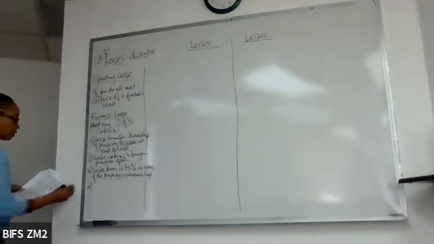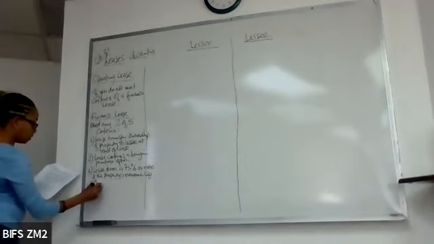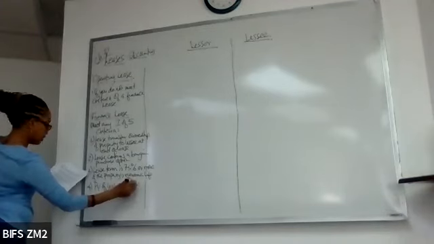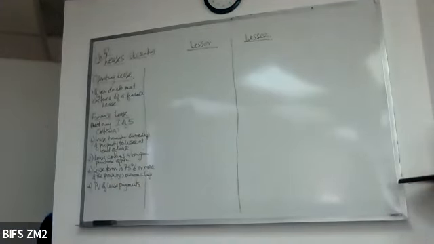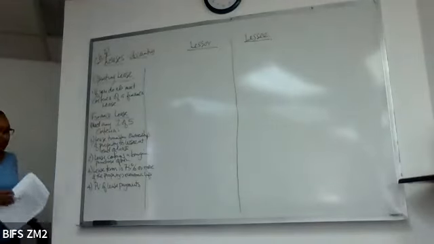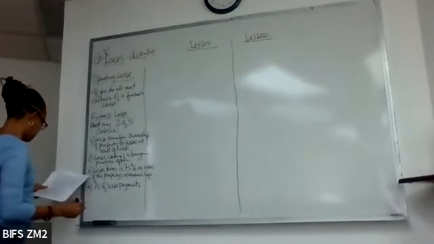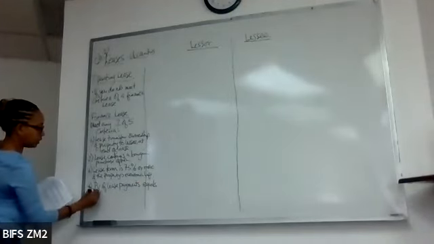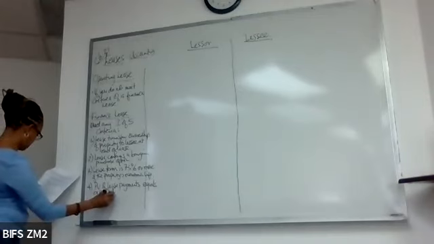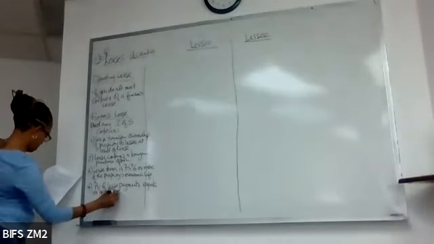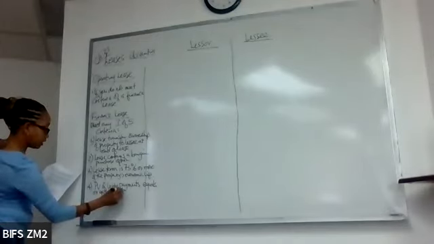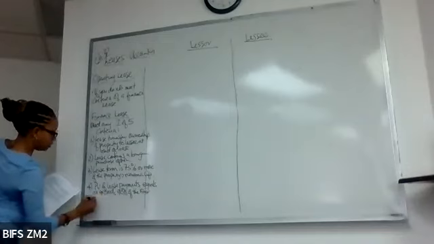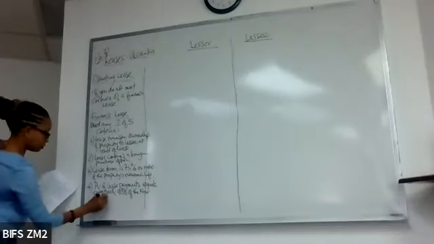Fourth, the PV, the present value of lease payments, equals or exceeds 90% of the fair value of the leased property.